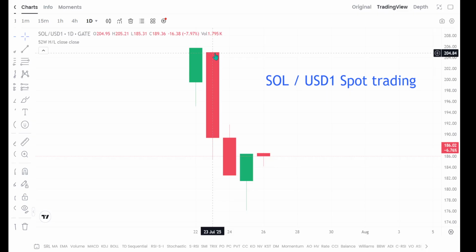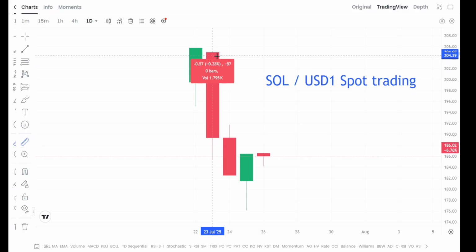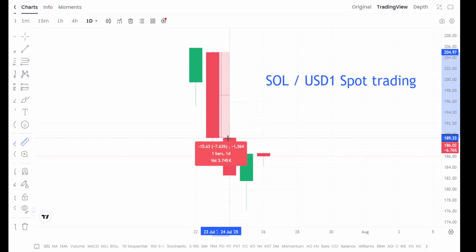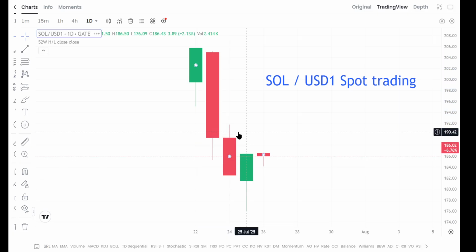On the next day, 23 July 2025, the market price of Solana was open at 204.97 USD1. The market price went down and was closed at 189.33 USD1. The market price of Solana decreased by 15.63 USD1. It is 7.63%, and there was a loss of 1,564 USD1. In this one day, 3.745 thousand Solana has been traded.